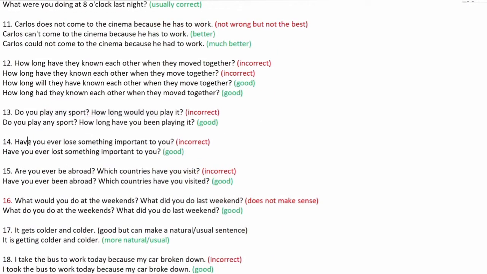Okay, 14. "Have you ever lose something?" Sorry, have you ever lost something? Not lose something. Have you ever lost something important to you? Okay, again, "are you ever been abroad? Which countries have you visited?" Not a correct sentence at all. Have you ever been abroad? Not "are you ever been." Have you ever been abroad? Perfect tense, right? Which countries have you visited? Or which countries did you visit is also all right.